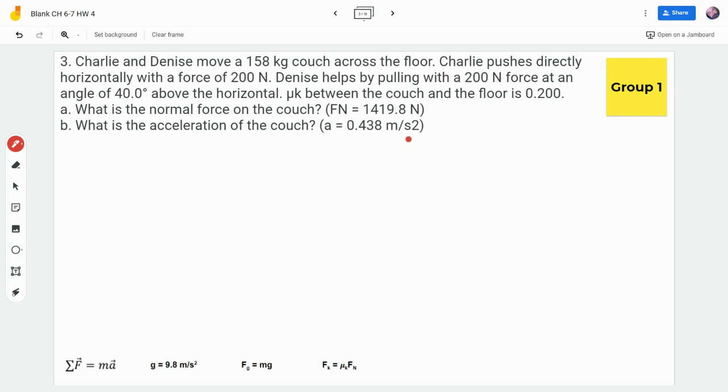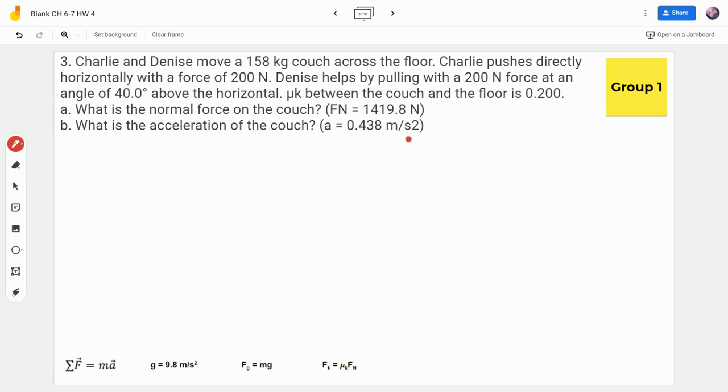This is Chapter 6 and 7, Homework 4, Problem 3. This is going to be a two-dimensional force problem with friction and an ugly vector. So, yeah, buckle up. This might be tricky. Let's see what we've got.